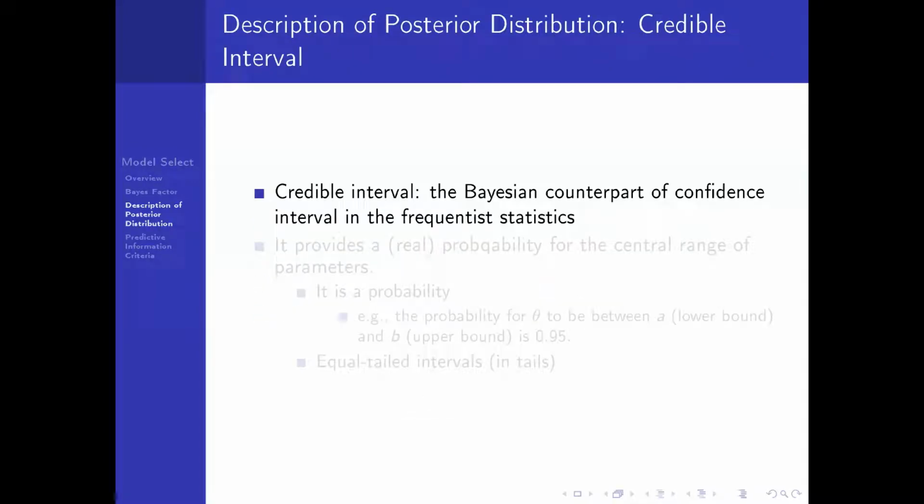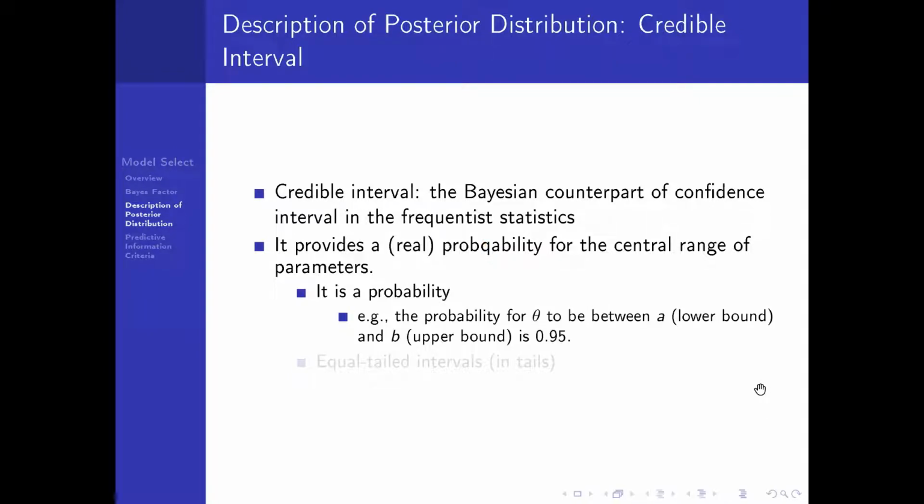So what is credible interval? Credible interval is the Bayesian counterpart of confidence interval in frequentist statistics as defined in the previous slide. It provides a real probability for the central range of parameters. It is a probability, unlike the confidence interval. So we can say something like the probability for theta, a parameter of interest or quantity of interest, to be between A, that is lower bound, and B, that is upper bound, is 0.95. So we can provide a real probabilistic statement.